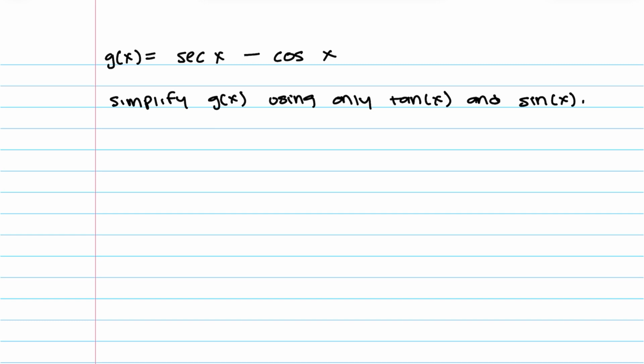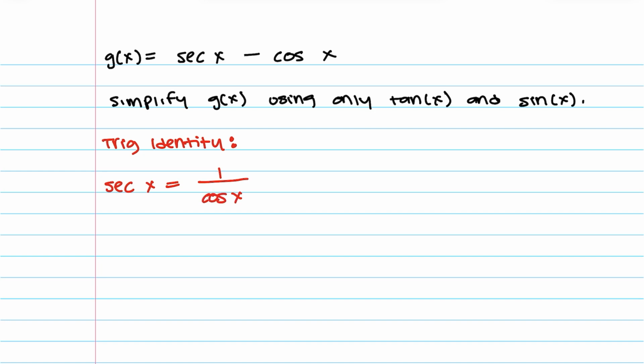So let's write the first trig identity that we can use to simplify this problem down. Now, from your trig identities, you know that secant of x is just a reciprocal of cosine. Or in other words, secant of x is equal to 1 divided by cosine of x.